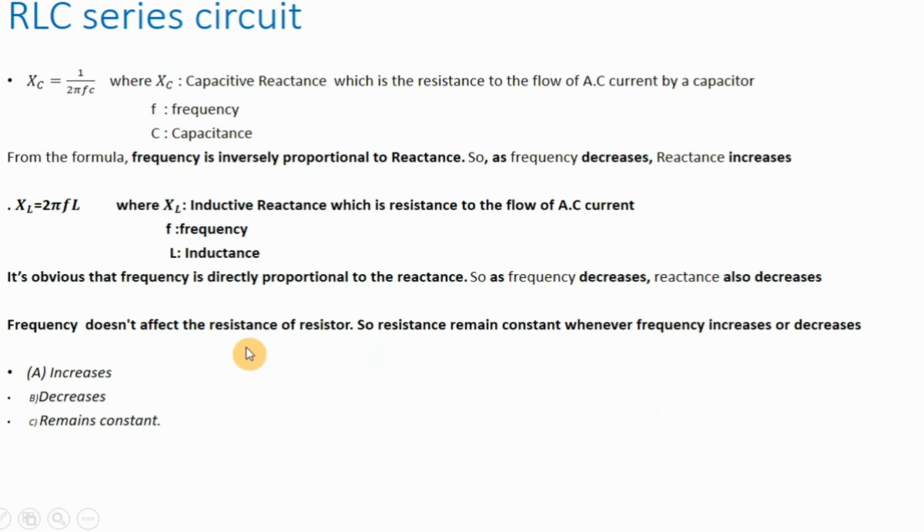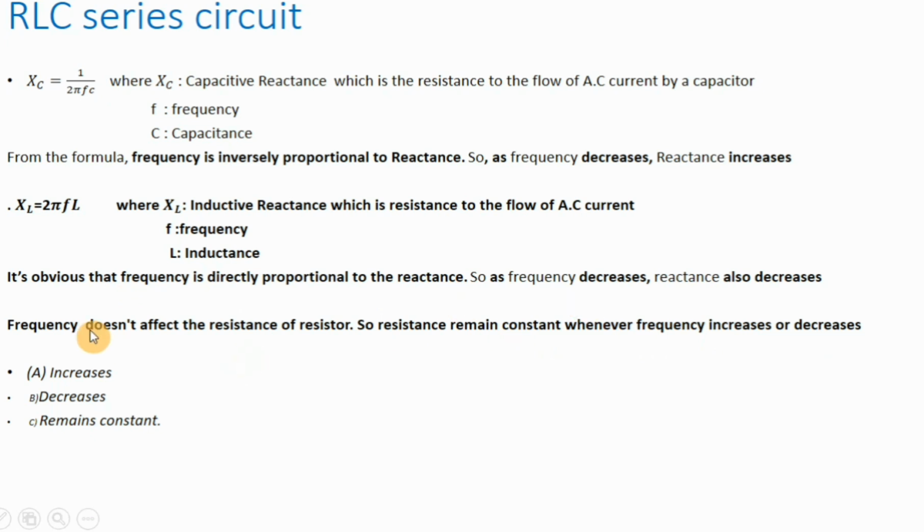As we see here, we find resistance by respecting Ohm's law. Ohm's law says that the resistance through a circuit is equal to the voltage divided by the current. So the frequency doesn't affect the resistance of a resistor, because the resistance remains constant whenever frequency increases or decreases.